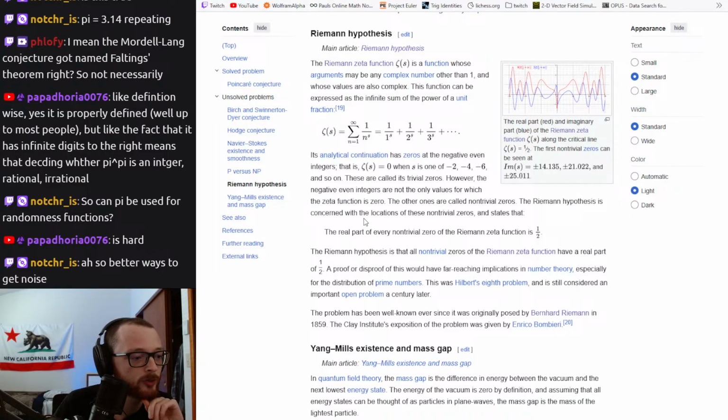The Mordell-Lang conjecture got named Faltings's theorem. Oh yeah, I haven't heard of that. So yeah, I would hope that whoever proves it would get credit.